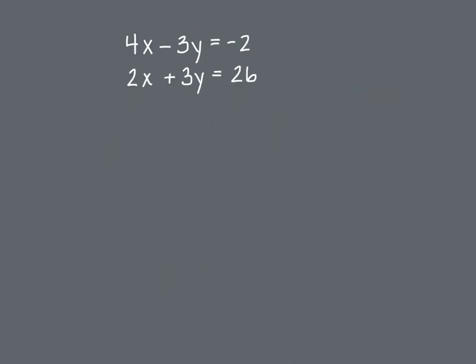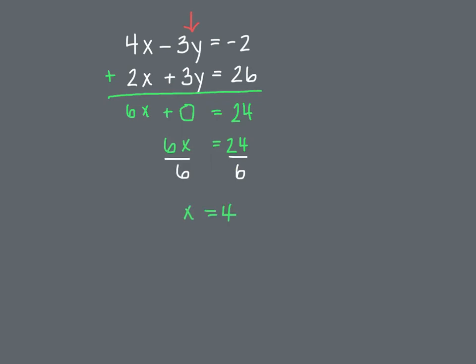In our first example, when we combine like terms, we will see that the y's will cancel out. 4x plus 2x is 6x. Negative 3y plus 3y is 0. And negative 2 plus 26 is 24. From here, I simplify the left side and then solve for x. So the x value of the solution of our system is 4.